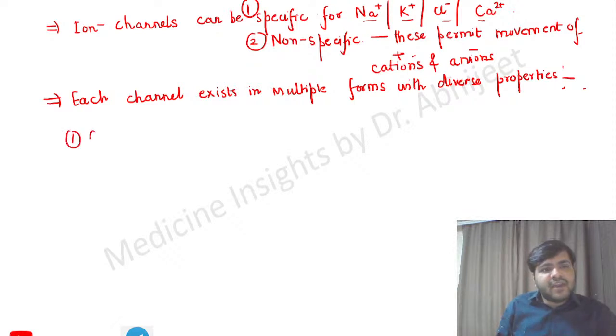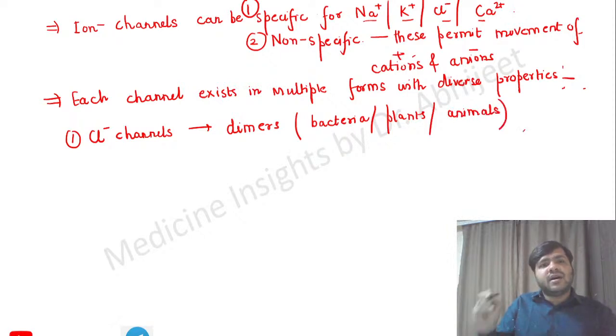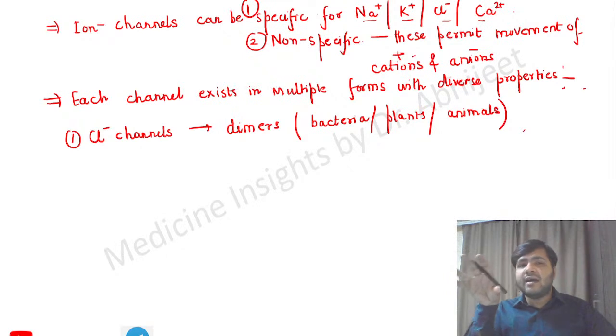Now, for example, we have chlorine channels. Chlorine channels जो है, they are actually dimers. They are made up of two subunits, and these are found especially in bacteria, plants, and animals. These are called dimers, and they're found in bacteria, plants, and animals.